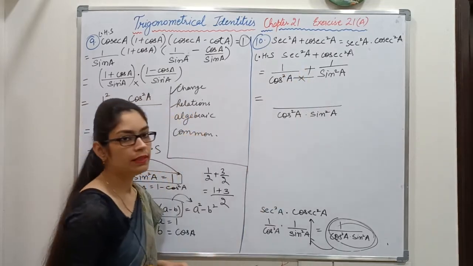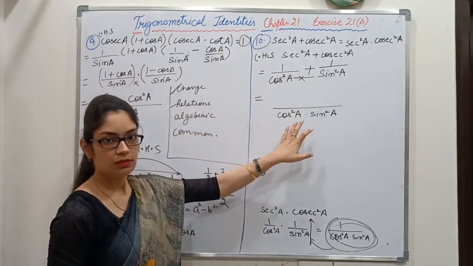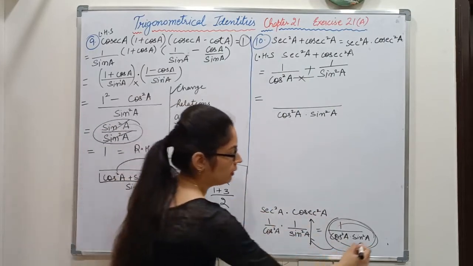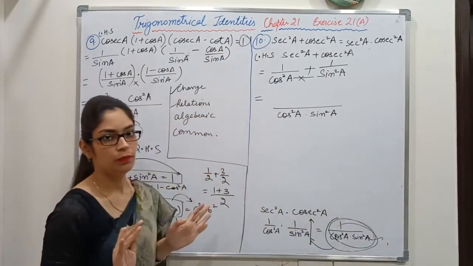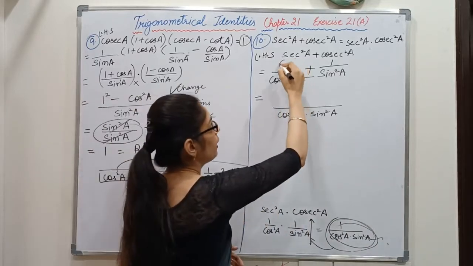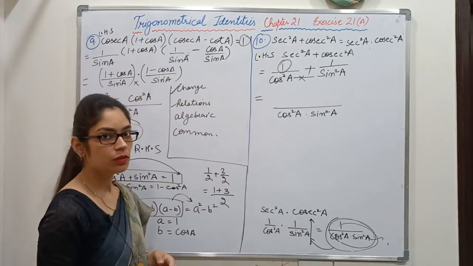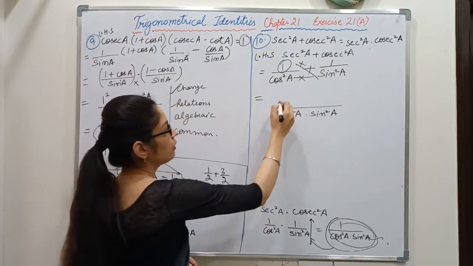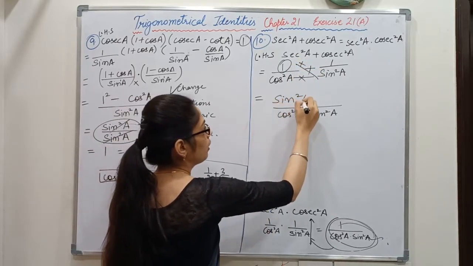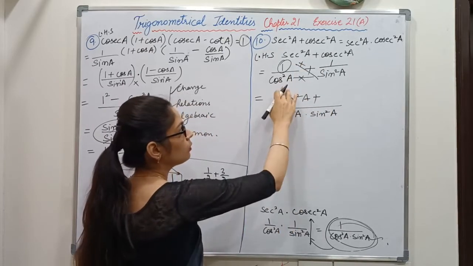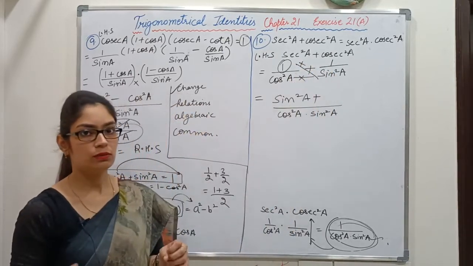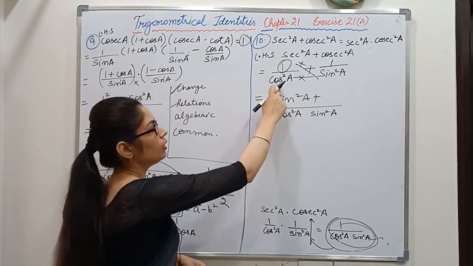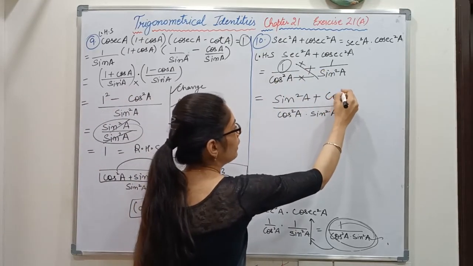What to write in the numerator? If we compare with our requirement, I can say this is what we have got now. Here what to write? That is their cross multiplication. 1 into sin square A is sin square A, plus as it is, again their cross multiplication. Cos square A into 1 is cos square A.